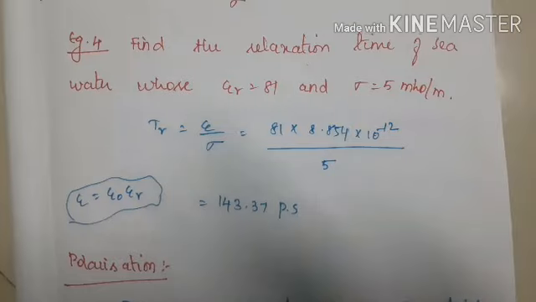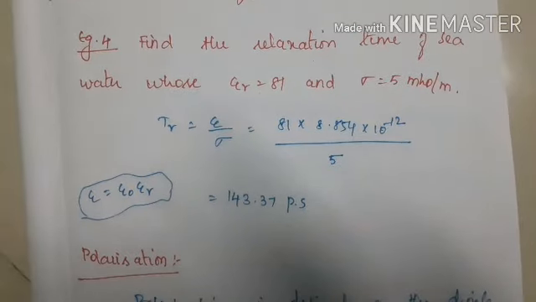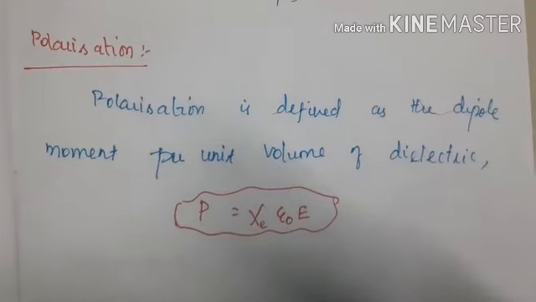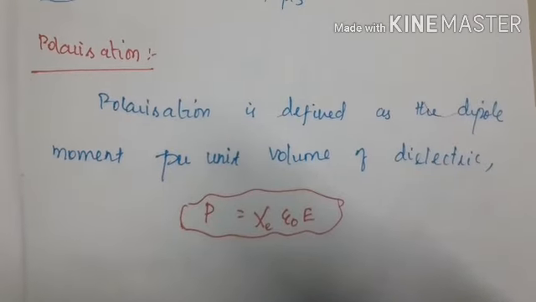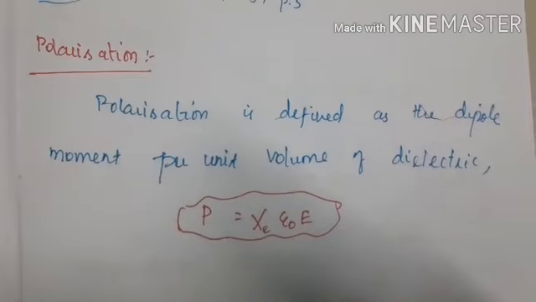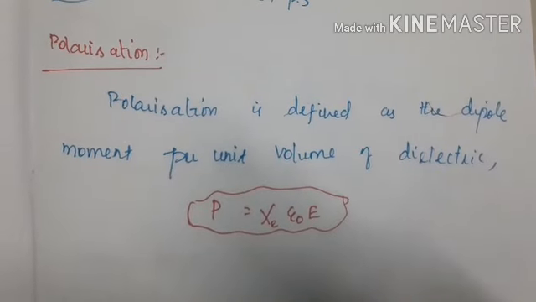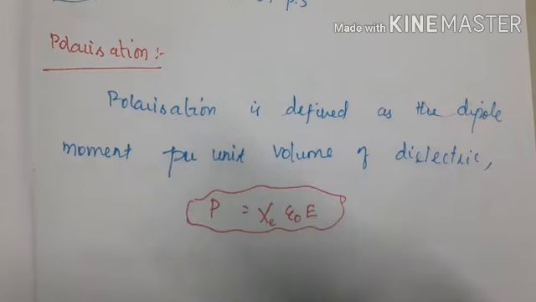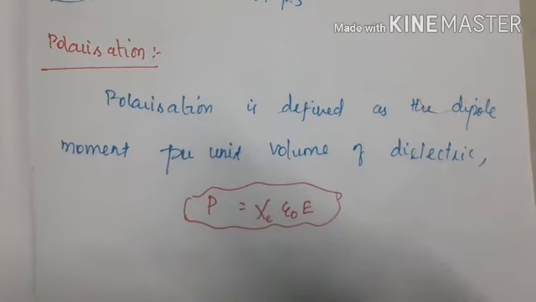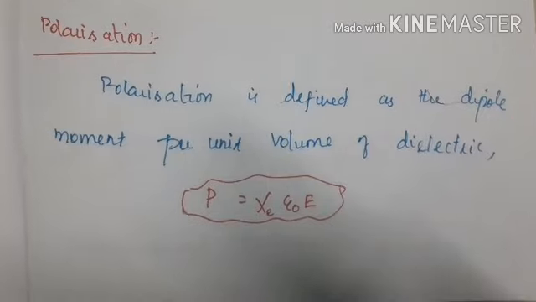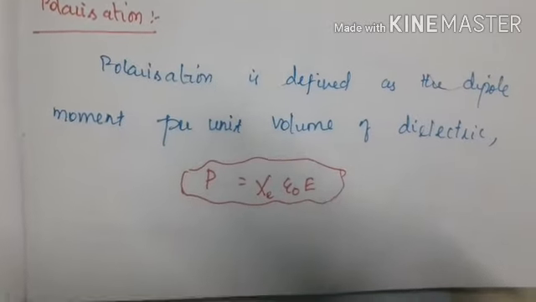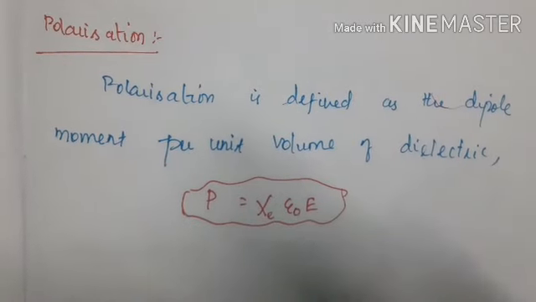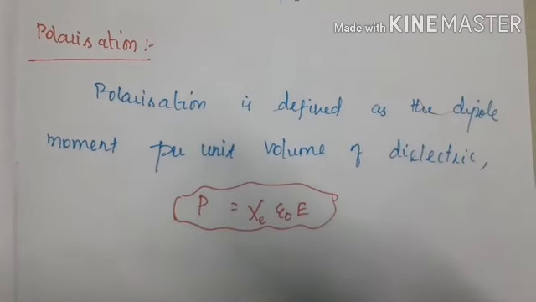Last video of this unit, electrostatic fields. Then polarization. See, what is meant by polarization? It is defined as the dipole moment per unit volume of dielectric. What is dipole moment? Q into D, that is a particular charge into the distance between the two charges, right? So polarization is defined as the dipole moment per unit volume of dielectric.